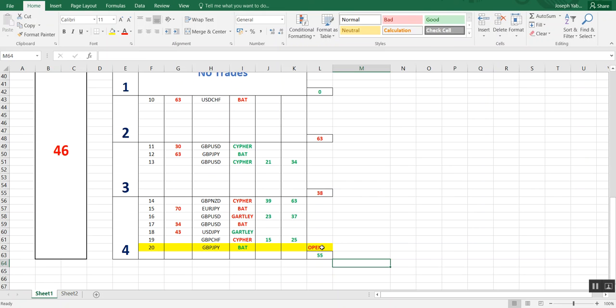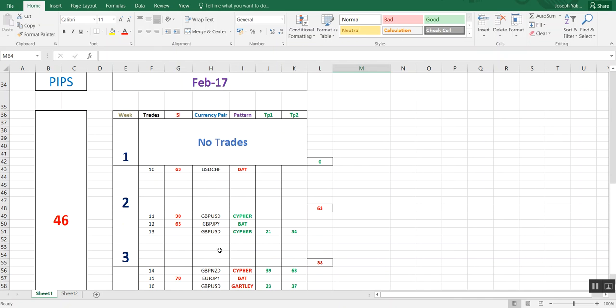As you can see, I left it open. So if it's a winning trade, it might give us a second consecutive month in profit. But if not, then like I said, it's not the end of the world. We move on to the month of March and see what happens.